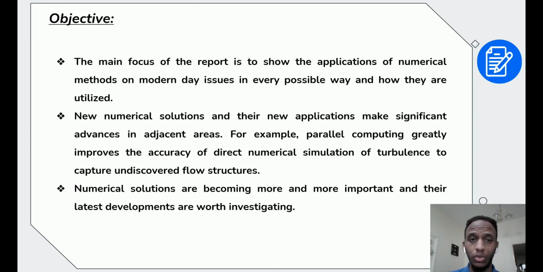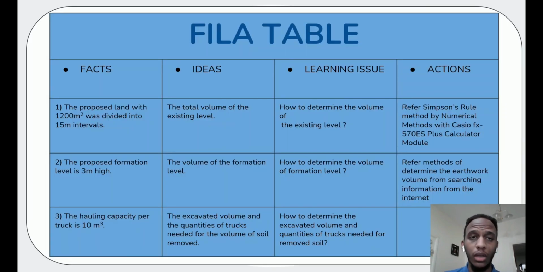New numerical solutions and their new applications make significant advances in adjacent areas. For example, parallel computing greatly improves the accuracy of direct numerical simulation of turbulence to capture undiscovered flow structures. Numerical solutions are becoming more and more important, and the latest developments are worth investigating. As shown here, we have created a table giving the facts, the ideas, the learning issues, and the actions that are supposed to be taken to approach these issues.